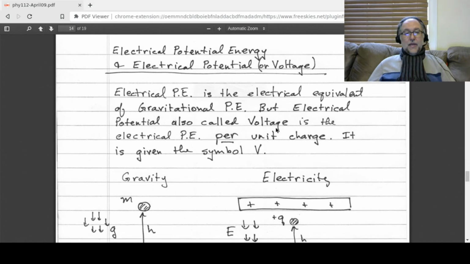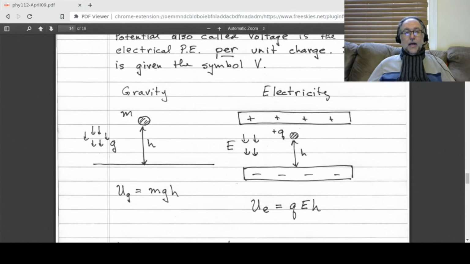All right, so let's see how that works. And again, to get the idea straight in our head, we're actually going to do gravity and compare it to electricity. So with gravity, near the surface of the Earth, you have this gravitational field here, like that. It's a uniform gravitational field, and you have a mass m at some height h, like that.